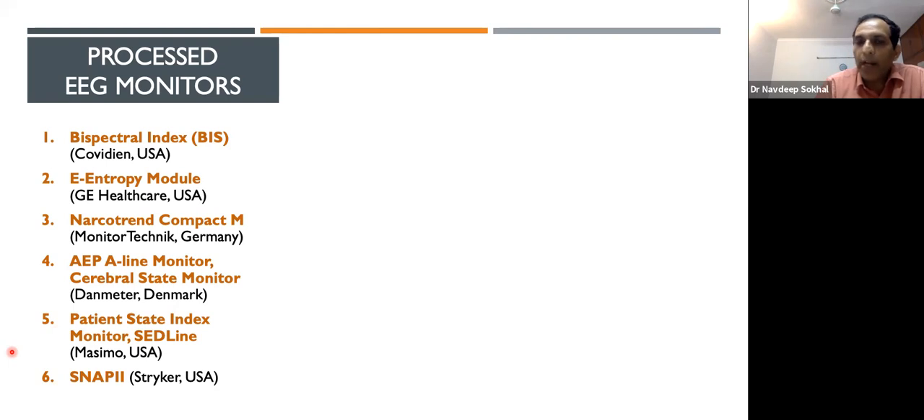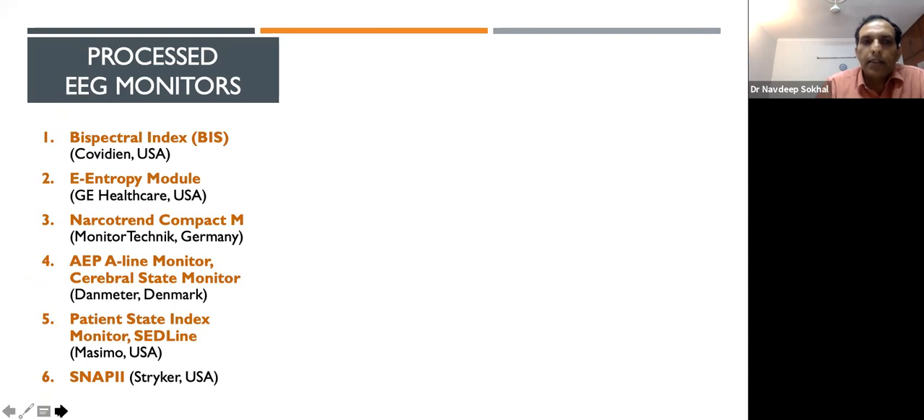Algorithm, which is proprietary to different types of EEG monitors, and after passing through that algorithm, a number or index is generated, which gives us an idea about the depth of anesthesia. So based on the same principle, we have multiple EEG-based monitors present in the market today.